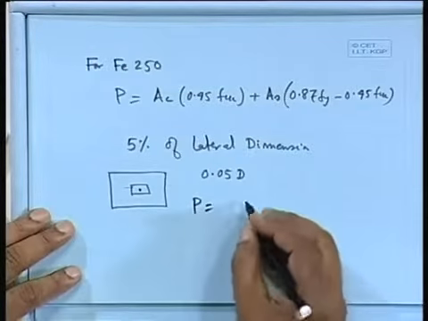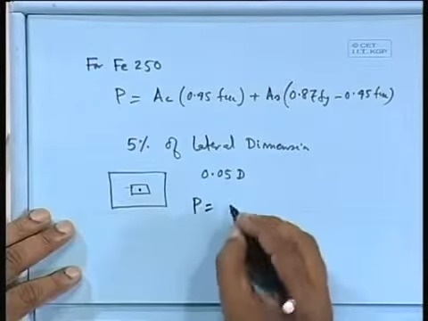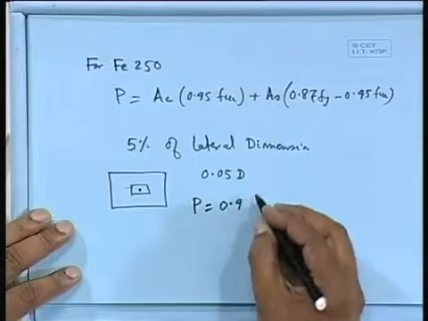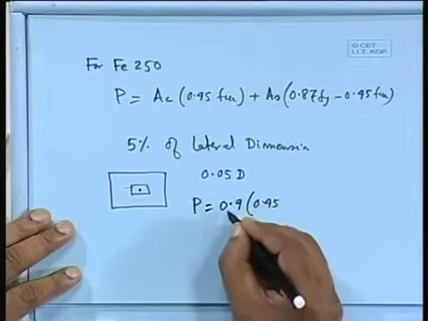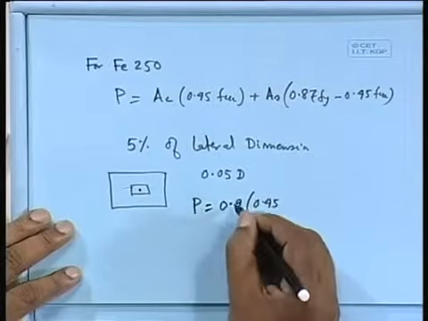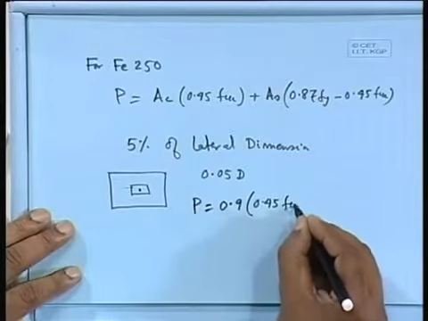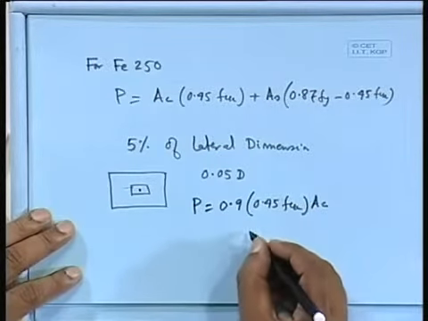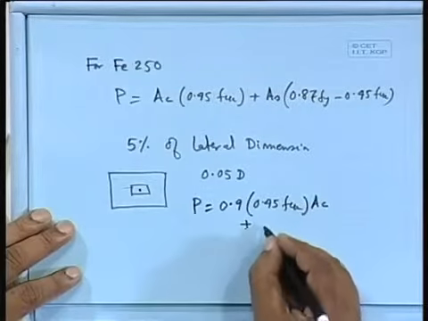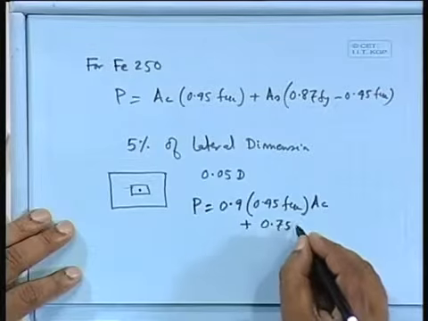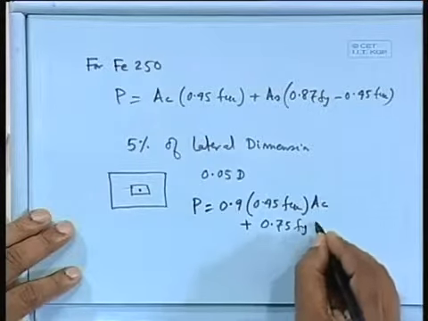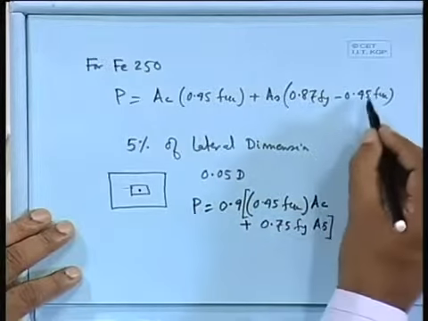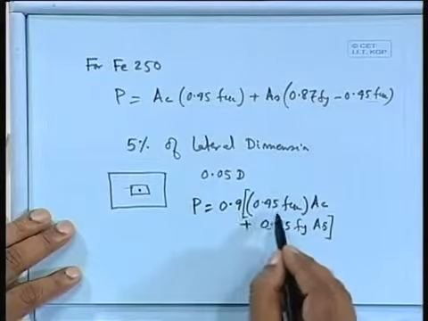So P equal to, here we can take that value as 0.9 times, we are taking 90% of the value. So 0.45 fck times Ac plus, if we ignore the other value, 0.75 fy As. I mean to say, if we ignore this portion, then I can get 90% of this value.